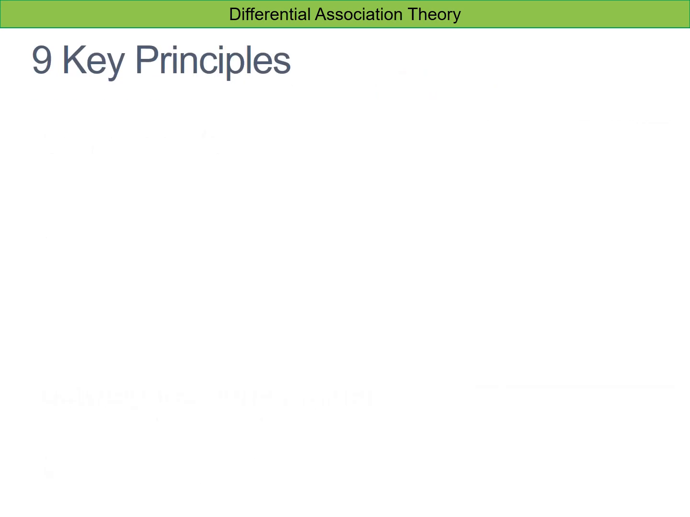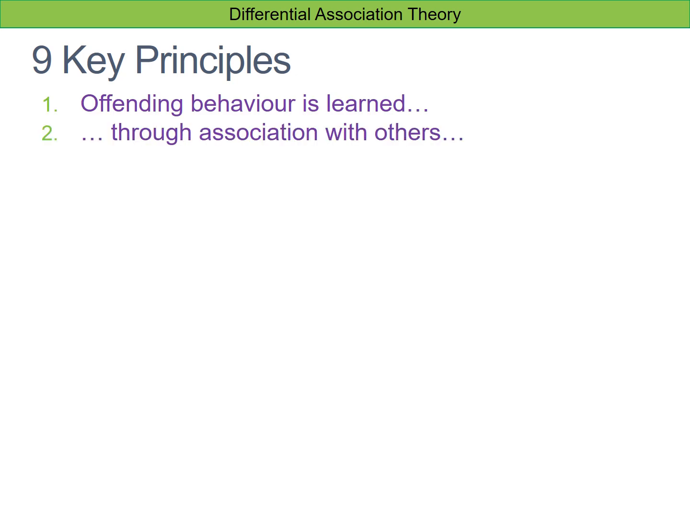So there were 9 key principles that Sutherland proposed. The first is that offending behaviour is learned and that that's through association with others. And those associations occur within intimate and personal groups. So this really is just the basis of social learning theory, that we learn from other people and we learn to copy them.